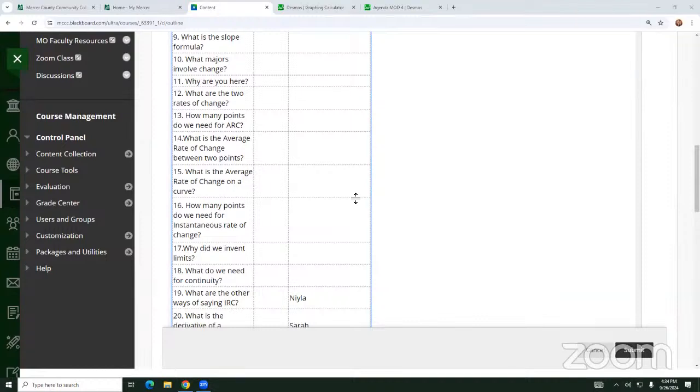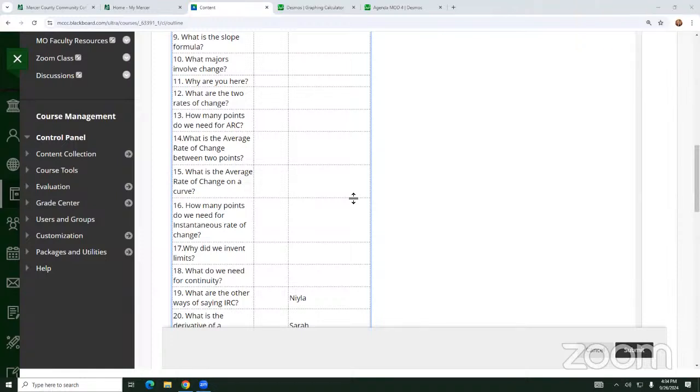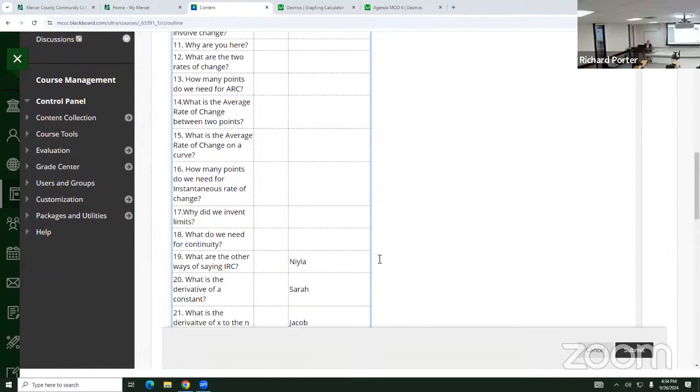Yeah, I'm here. Okay, Nyla, what are the other ways of saying IRC and what does an IRC itself mean? IRC is instantaneous rate of change. And other ways of saying it are derivative, velocity, slope of the tangent line, and dy over dx. Very good. All mean the same thing.